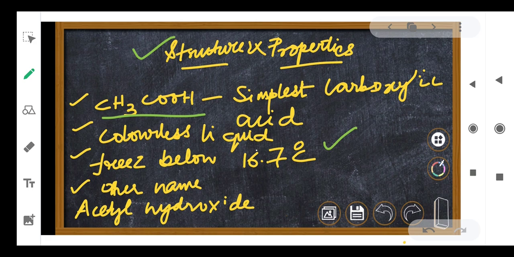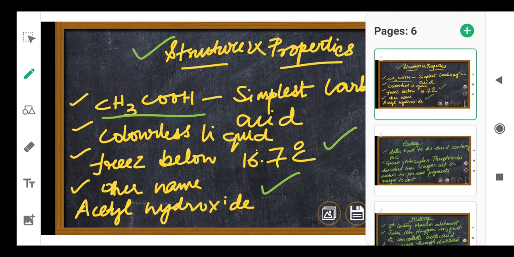Another name for acetic acid is ethanoic acid, as we have already seen, which is the systematic name, and acetyl hydroxide. Hydrogen acetate, ethylic acid, and methane carboxylic acid are various other names.